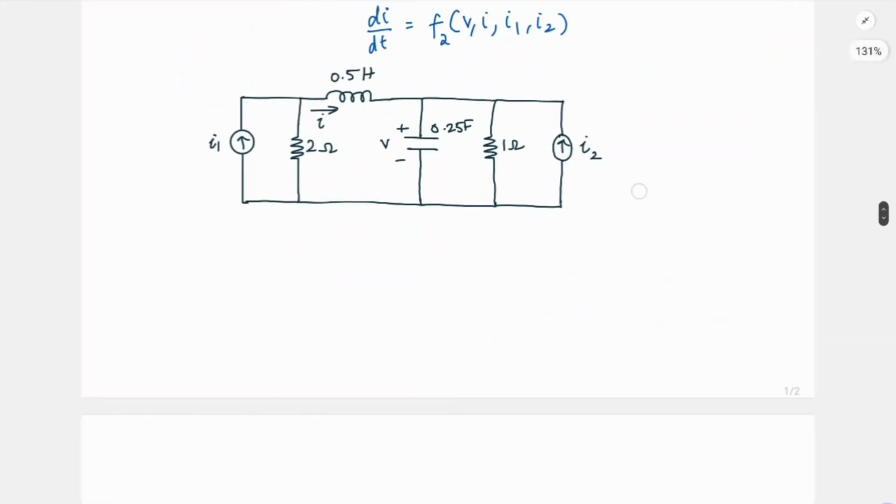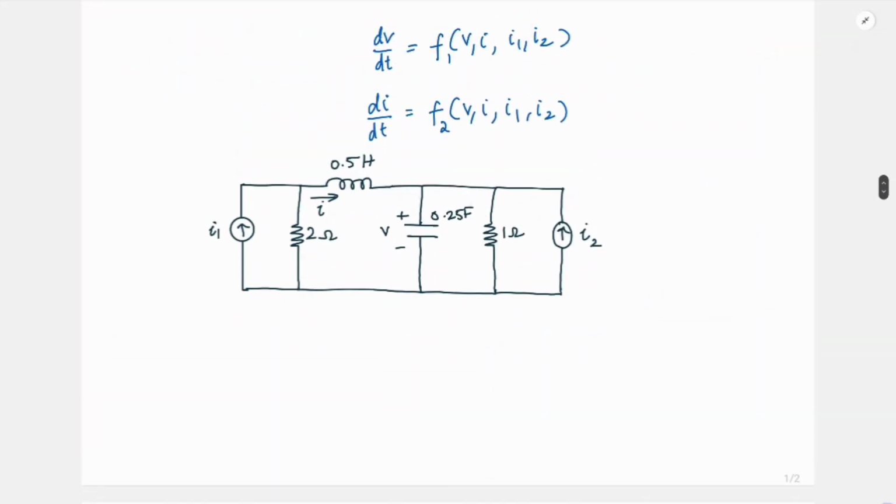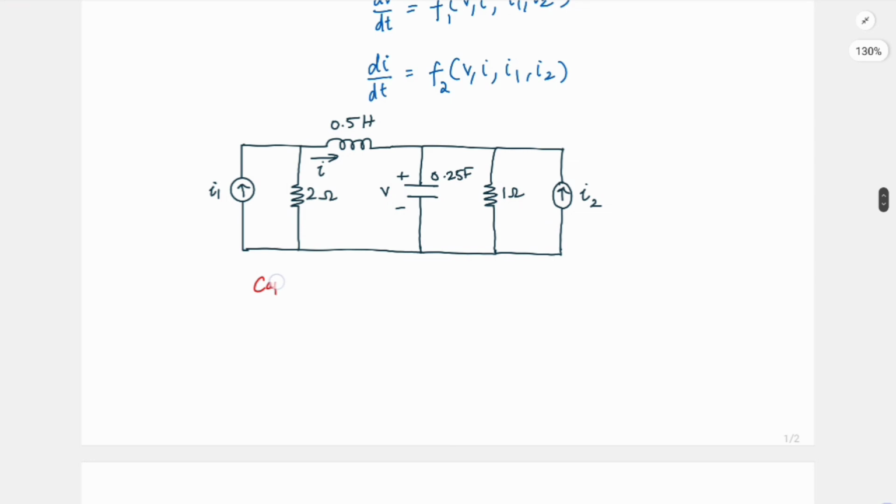Again, to solve this, you need to get dV by dt and di by dt. So for a capacitor, you know that C dVc by dt is equal to your IC. And in this case, Vc is equal to V. So your dV by dt is equal to the current flowing in the capacitor divided by C. So this is your current IC.